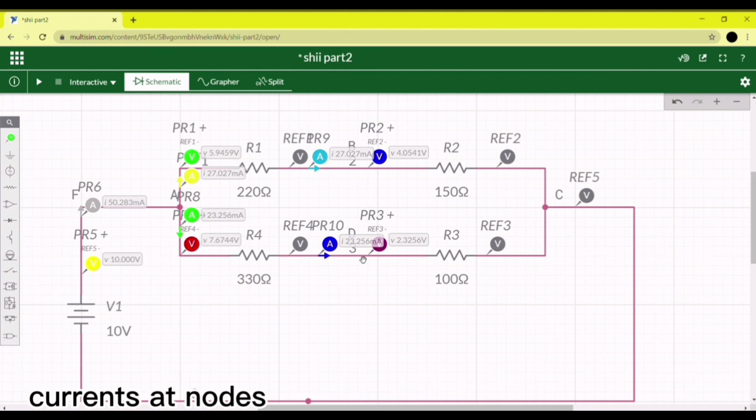How do we get these values from calculation? We use the simple Ohm's law equation, I equals V over R. Just put all the voltage values and resistance values into the equation, and then we will get the same answers shown here. So that's all for Lab 7, part 2. Thank you.